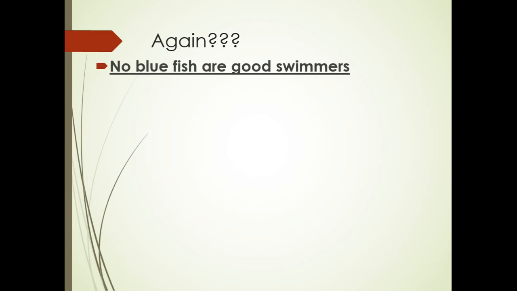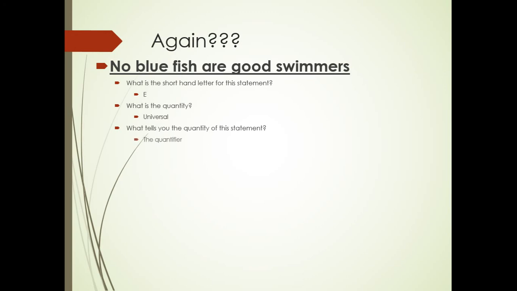No blue fish are good swimmers. So what is the shorthand letter for this statement? I really encourage you to hit pause as we go through this one to be sure you have it down now. So the shorthand letter for this statement is going to be an E form. What is the quantity? Quantity is going to be universal. What tells you the quantity of this? That's going to be the quantifier.